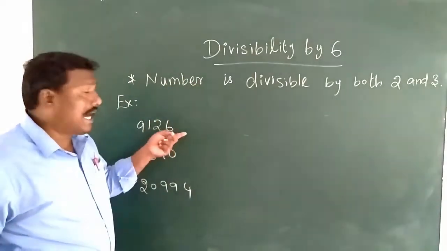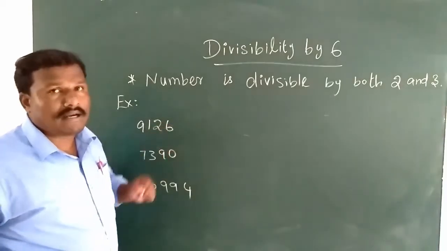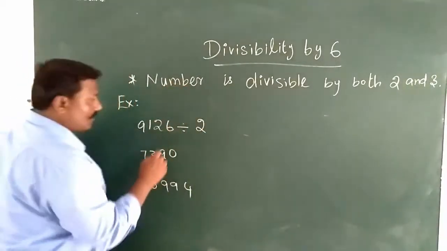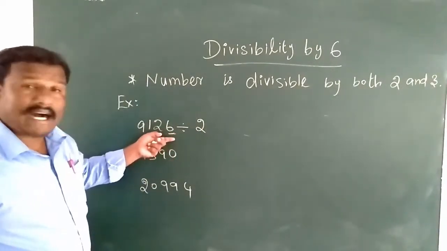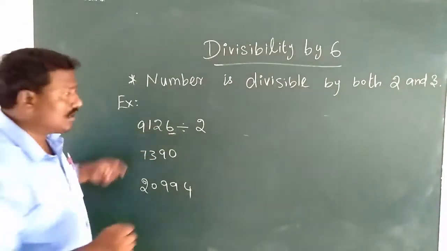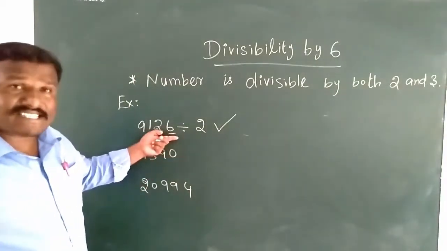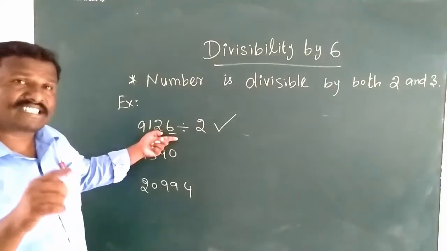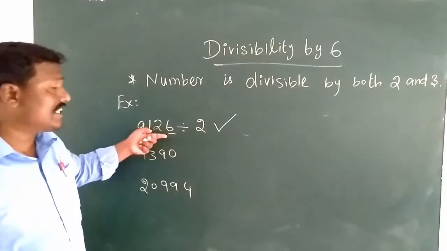So first I am going to check the number 9126. First, is it divisible by 2 or not? In the ones place 6 is there. So I can say without actual division that 9126 can be divisible by 2, because I know the rule: if 0, 2, 4, 6, 8 is in the ones place, the whole number can be divisible by 2.